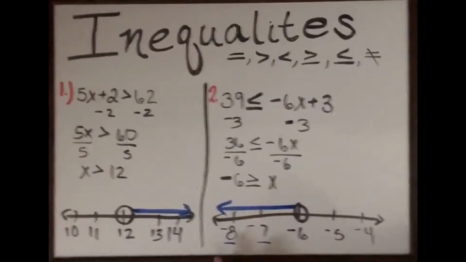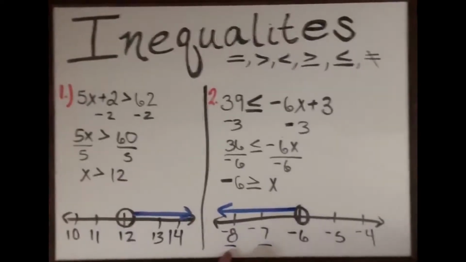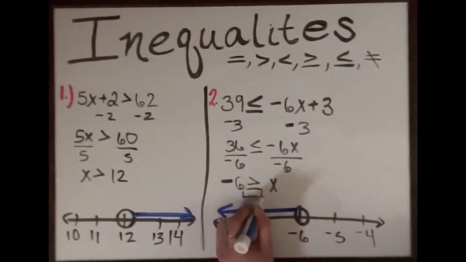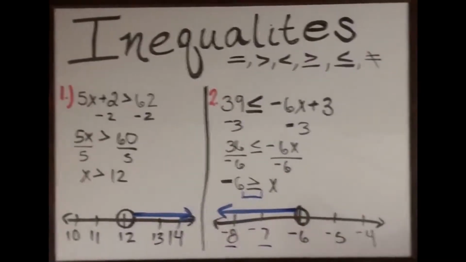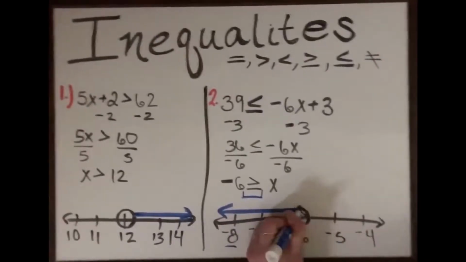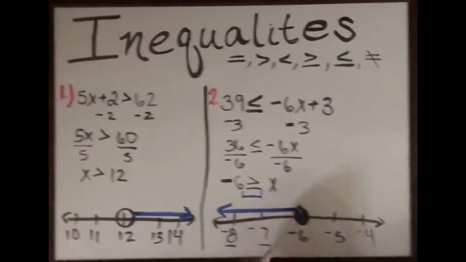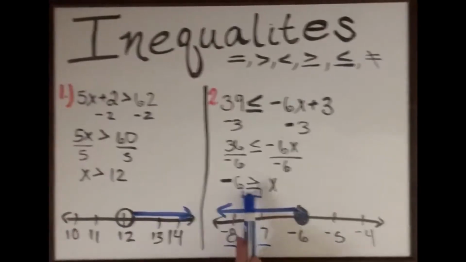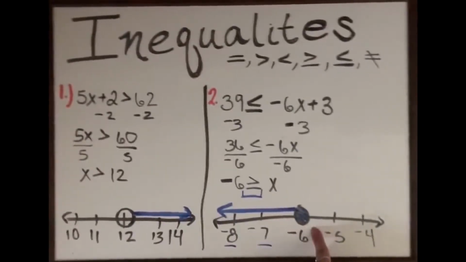So any value that is less than negative 6 can be equal to x. But in this statement, we also have the inclusive, x can be equal to negative 6. So we have to shade the circle as well, indicating that we're including negative 6. So when we have less than or equal to or greater than or equal to, we have to shade the circle. When it's just the arrow, we leave the circle open.